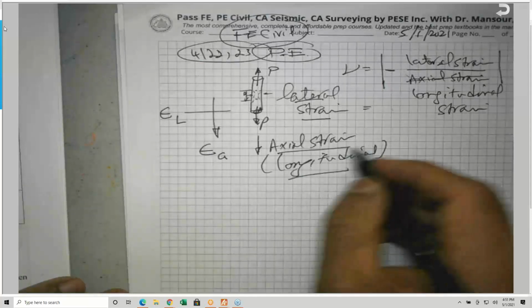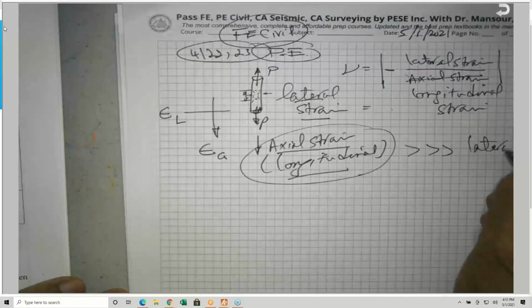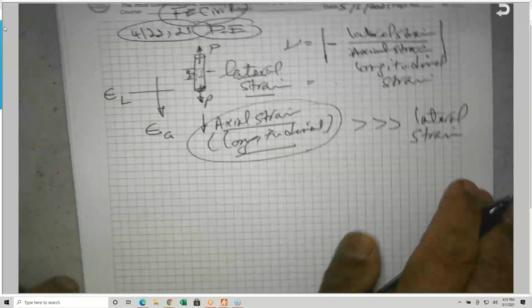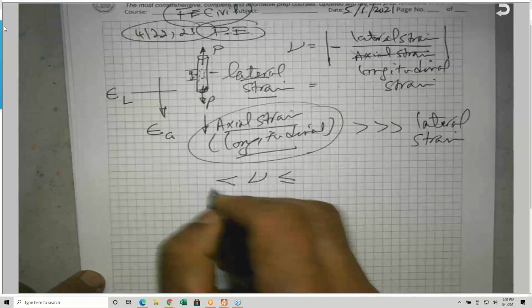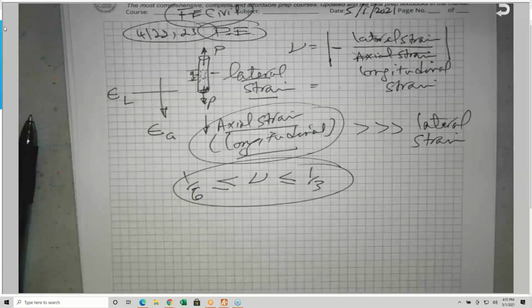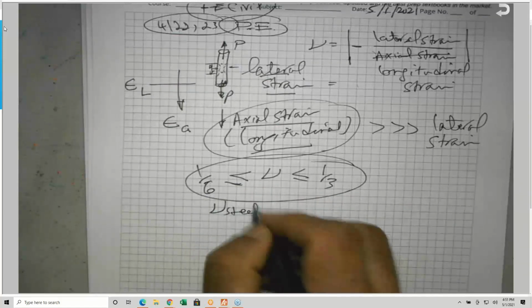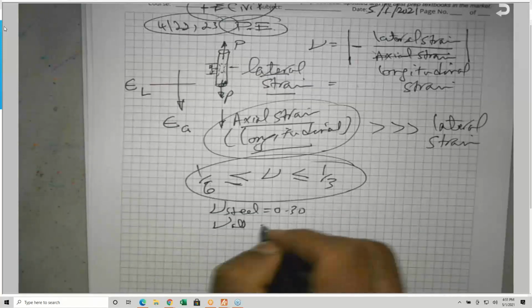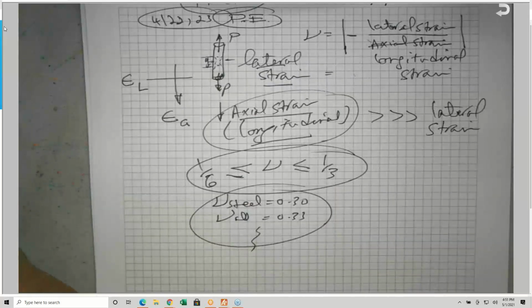And by the way, this axial strain is much, much bigger than the lateral strain. And this is why Poisson's ratio for most materials is between 1/3 and 1/6. Okay, so 1/3 and 1/6, and it cannot be even 0.5. For example, steel, the one I showed to you, is 0.3, aluminum is 0.33, and so on. Nobody will ask you to memorize these things because they are in the book. But I'm showing you where the table is located.